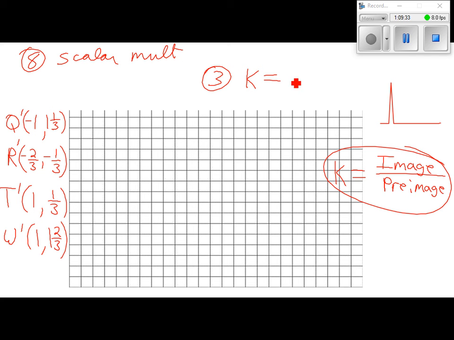Pick me one of the numbers from the image. Is the image the original or the new one? The new one, right? So pick me one number from the new one. 5. Is that what we want to go with? Yes. So that's going to go on top there. What's it match up to in the old one? 1. Reduce this down. What's 5 divided by 1? 5. Guess what your scale factor is? 5. It looks like a little heartbeat monitor.